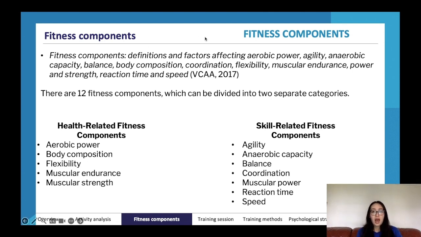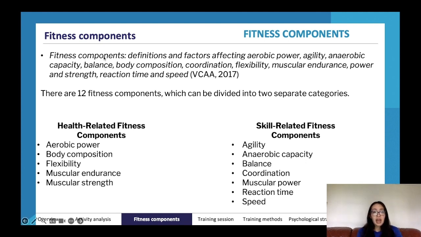Because you actually lose marks if you don't write down aerobic power. You write down aerobic capacity instead. So make sure you know it's aerobic power and anaerobic capacity. Yeah, so just keep that in mind when you go back to past exams and things.